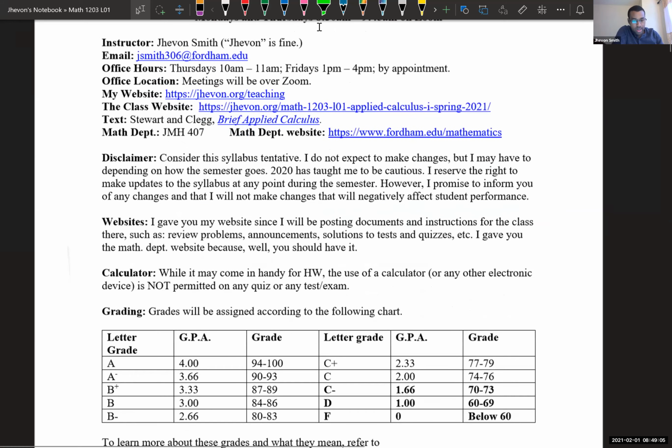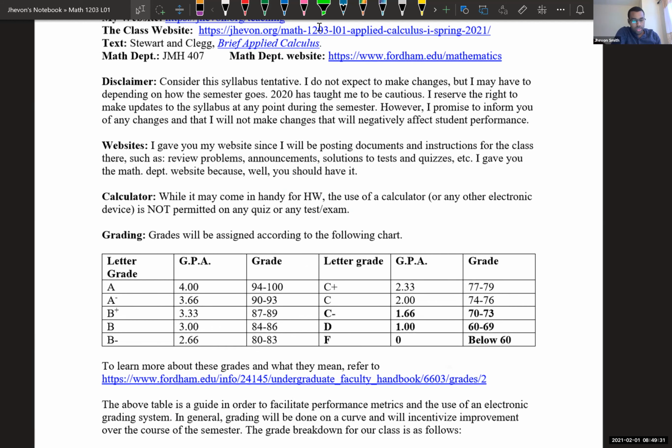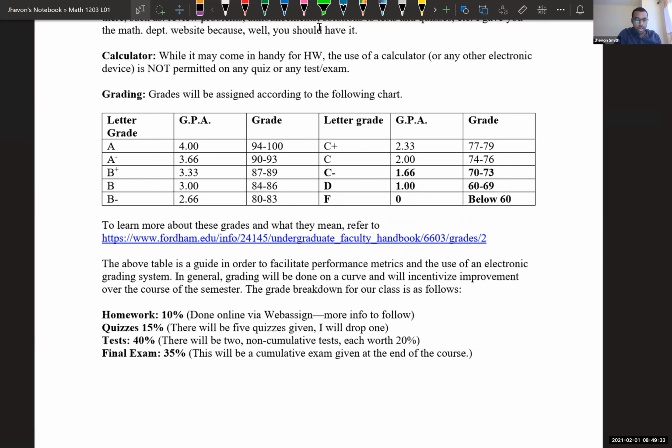Let's keep moving down. So that was my little disclaimer. Just things might change here and there, but of course I'll inform you guys. And I'm never going to change anything in a way that's going to negatively affect student performance. So you never have to worry about that. Calculators, in general, they're not allowed on quizzes or tests, but of course you might find them useful in doing your homework. That's the usual GPA grading chart. You can find more information on that by going to this link here, which is hyperlinked.